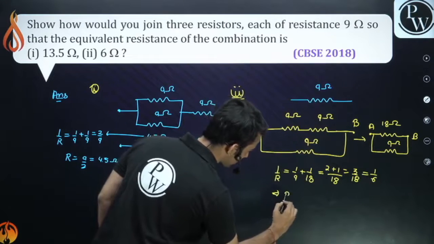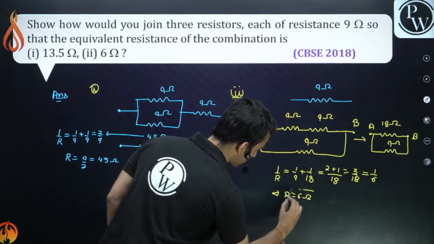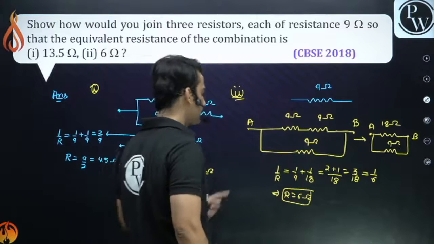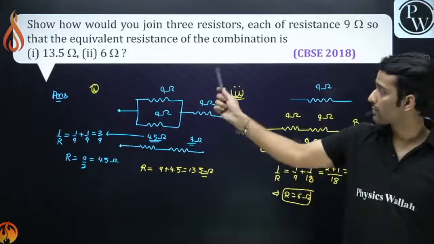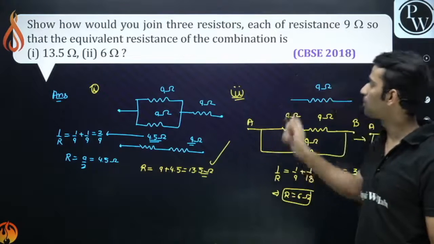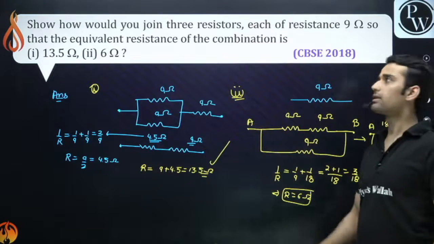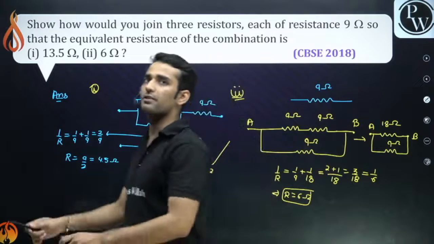So guys, what is effective? 6 ohm. So if you connect them in this combination, you will get 6 ohm. And if in this combination, you will get 13.5 ohm. Clear? So this is how you approach such questions.